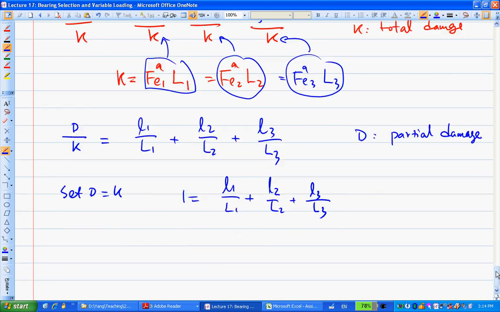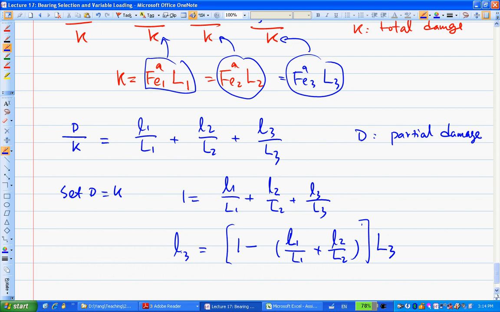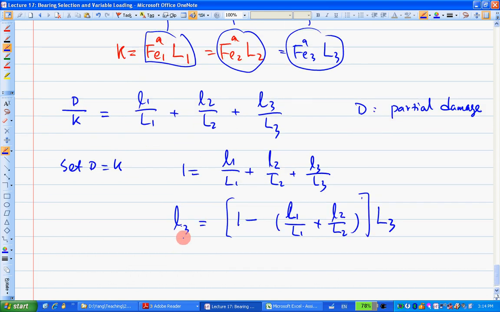So, sum for L3, small L3. Small L3 would be how much? Small L3 would be 1 minus L1 over capital L1, L2 over capital L2, then multiply by L3. So this is the number of remaining lives.